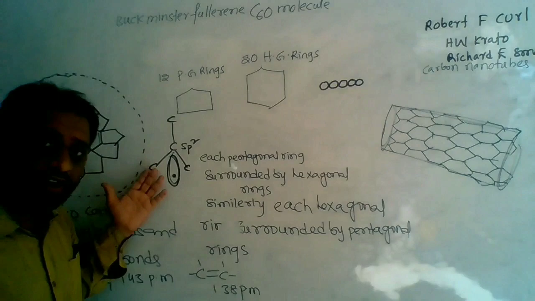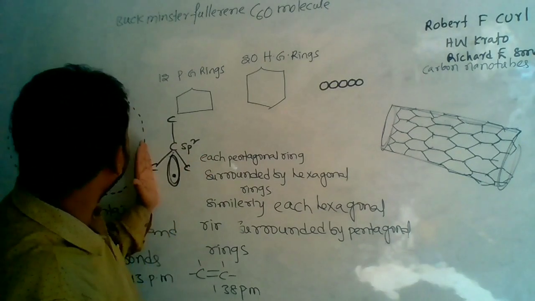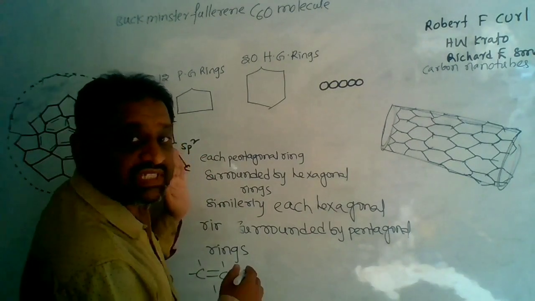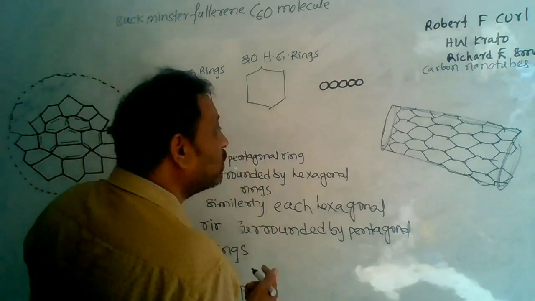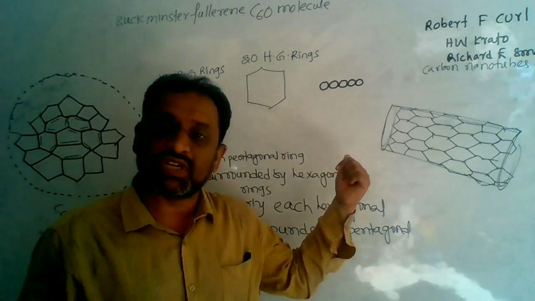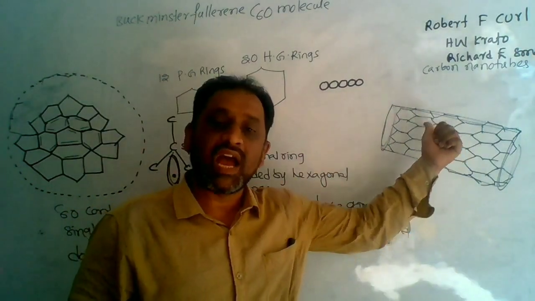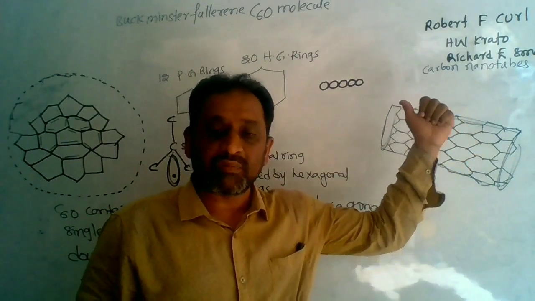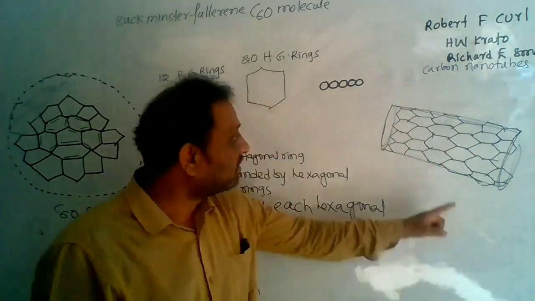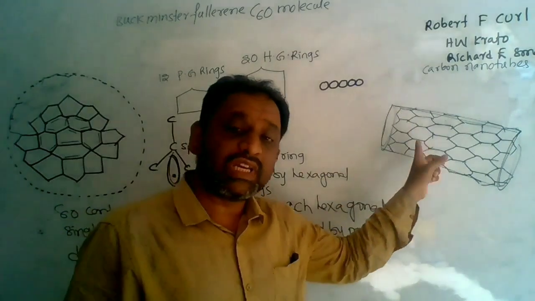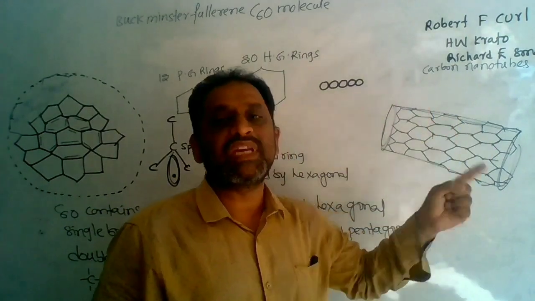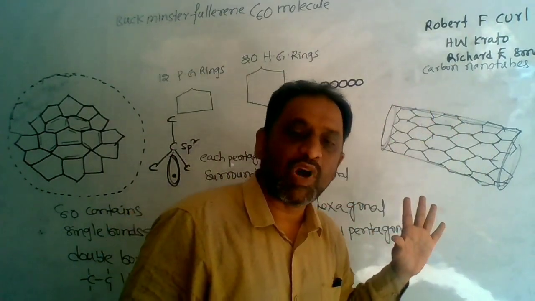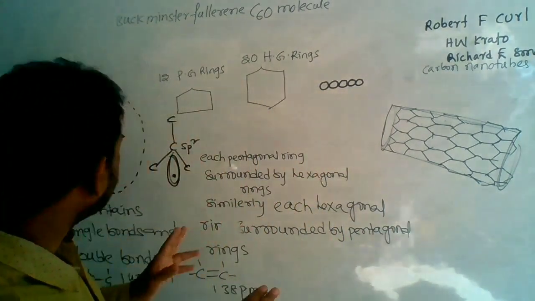The structure of Buckminster fullerene is similar to the geodesic structure discovered by American architect Buckminster. That's why this molecule is named Buckminster fullerene. Molecular formula C60.